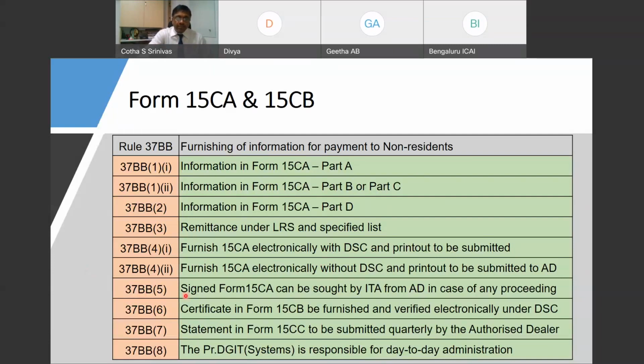Then 37BB5 talks about 37BB6. Let me tell you, the certificate in Form 15CB must be furnished and verified electronically under DSC. So any certificate to be issued by a practicing chartered accountant has to be done through a valid DSC. Without DSC, you cannot issue a Form 15CB.